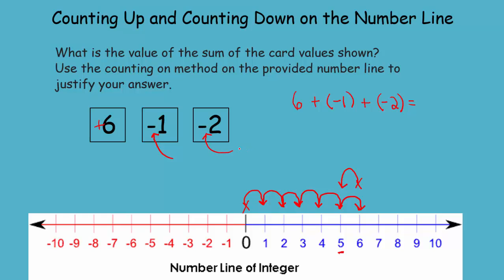This negative, again, tells me to move left, and now 2 units. So from where I'm at, a positive 5, I'm going to move 1, 2 units to the left. And where do I end up? I end up right here at a positive 3. So you should have found the sum of those numbers is actually a positive 3.